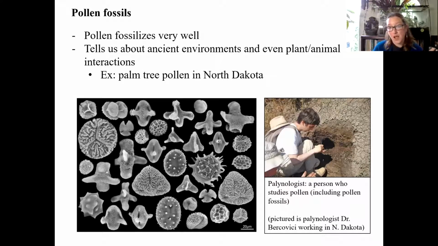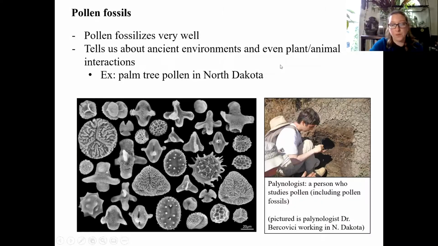So here is Dr. Berkovici working in North Dakota, where they actually saw in those fossils that there was palm tree pollen in North Dakota, which you really wouldn't think of as a place that palm trees would grow, but they did at some point when it was a lot warmer there over evolutionary, geological time. So it could tell us different things about the environment over time, since things changed over time.